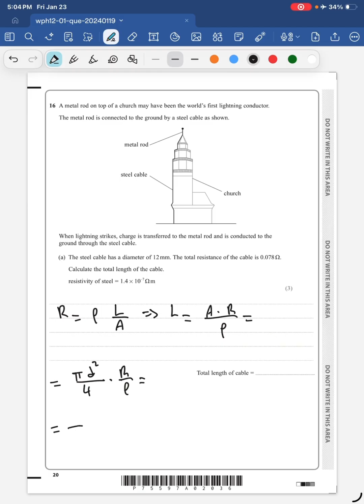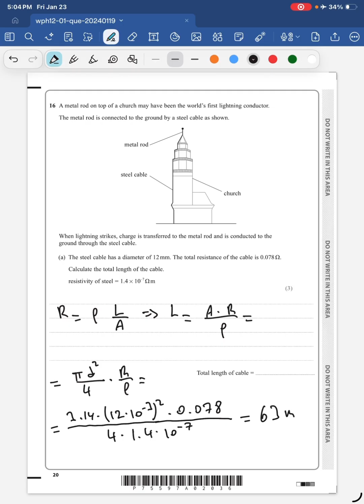And let's plug in numbers now. So 3.14 times d squared, diameter is 12 times 10 to the negative 3, squared. And don't forget to convert millimeters to meters, grams to kilograms, and so on and so forth, right? The resistance is 0.078 ohms. And then we have 4 times the resistivity, 4 times 1.4 times 10 to the negative 7. So this is 63 meters, and that's it.